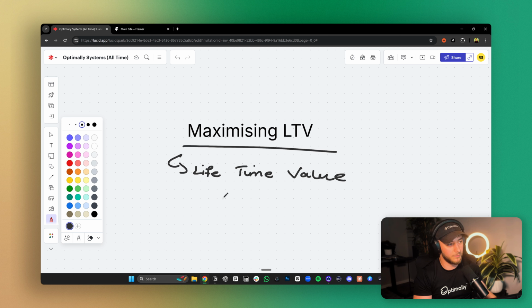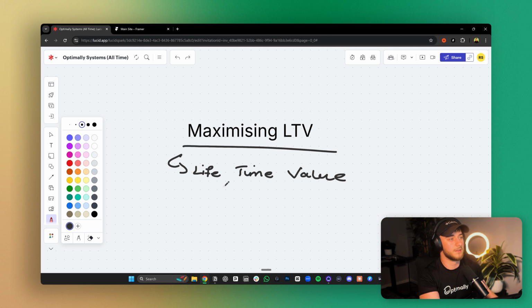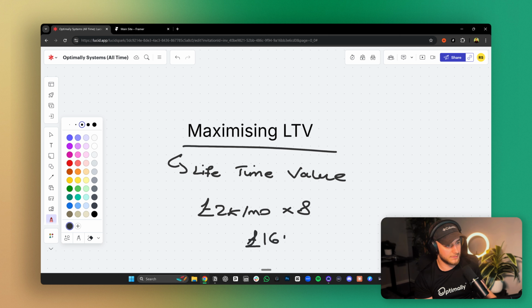So to give you an example very briefly, if someone comes onto, I don't know, like a 3K offer, and then they move into like a 10K offer later down the line, then their LTV, as long as that's the only things they spend with you, is like 13K. So it's literally just adding those. But if it was a retainer, for example, then say they were paying 2K a month and you estimate they're going to stay for 8 months, then the LTV for that is 16K.